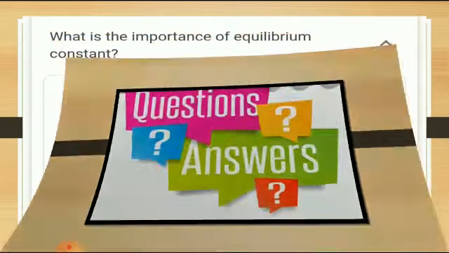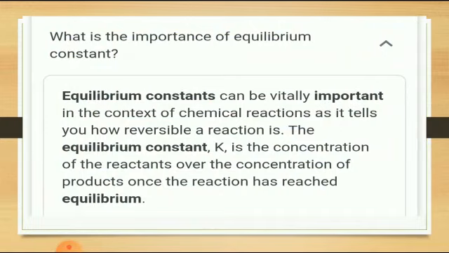Question number 1. What is the importance of equilibrium constant? Equilibrium constant can be vitally important in the context of chemical reaction as it tells how reversible a reaction is. The equilibrium constant is the concentration of reactants over the concentration of products once the reaction has reached its equilibrium.